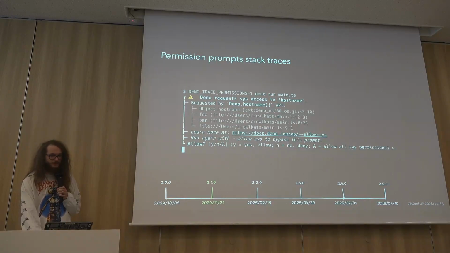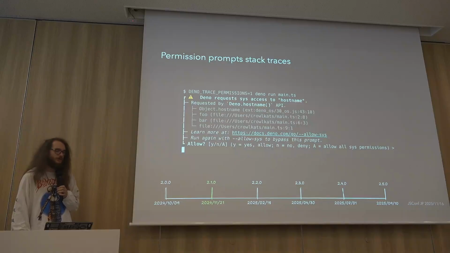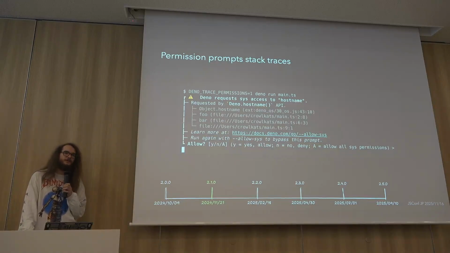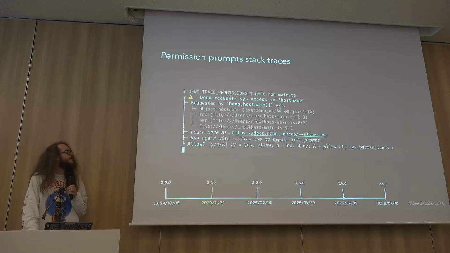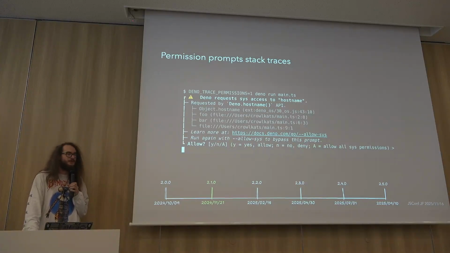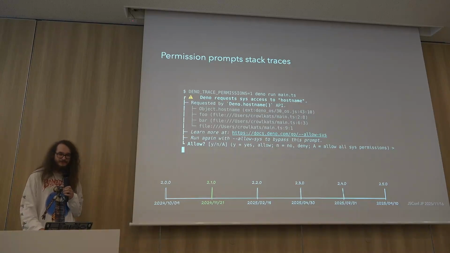Then we have permission prompt stack traces. Before that, you could not really see where the stack trace for a permission request comes from. So you probably were always searching, oh, where is this coming from? This is quite ubiquitous, really annoying. So we added an env var, DENO_TRACE_PERMISSIONS, and this is relatively slow, like it reduces runtime by a bit. That's why it's not enabled by default. But it gives you a nice overview of the stack trace of where the permission prompt came from.